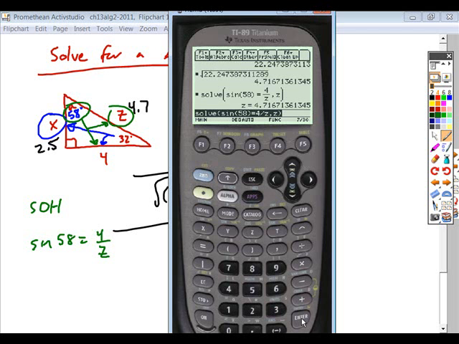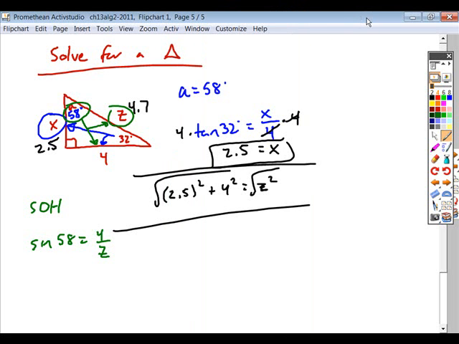If you have time to confirm it, an answer using a different method might be a helpful thing to do too. But you could do either of those methods to solve for your last unknown. That's called solving for the triangle, meaning it says to find all the missing pieces, all the missing sides, all the missing angle measures.